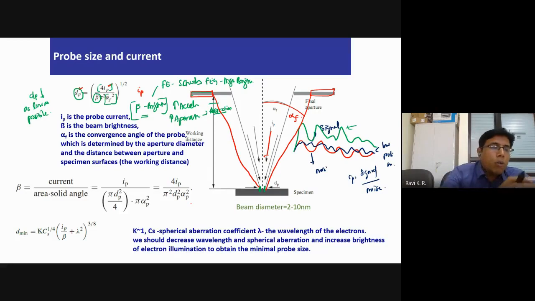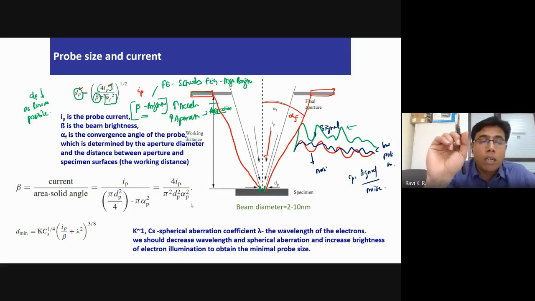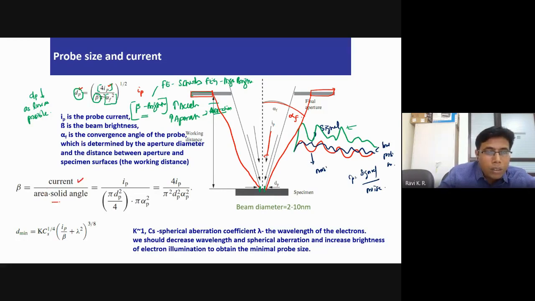So two things you should remember: one is your voltage, another one is the probe current. These two things you can vary, but you cannot vary them too much. You have to find an optimum value. There is nothing called low is better or high is better. You have to find an optimum for a particular sample, a particular microstructure, a particular machine. Then another one is brightness. Brightness is current versus the area and the solid angle.